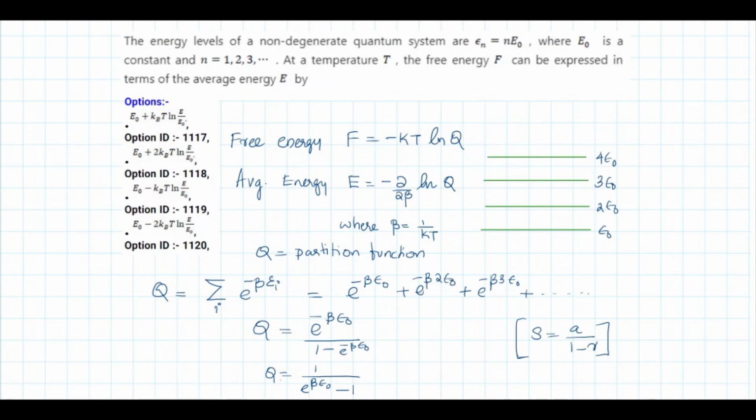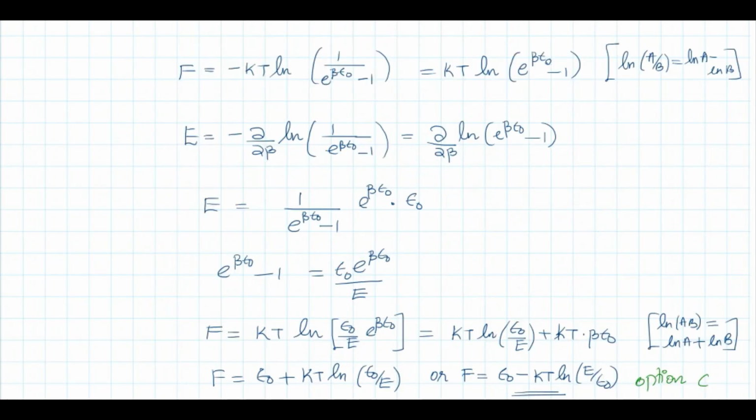Sum to infinity of a GP is S equal to A by 1 minus R. Here A is e raised to minus beta E0, R is again e raised to minus beta E0. You can take this e raised to minus beta E0 on the numerator to denominator. That makes it 1 by e raised to minus beta E0, and that becomes e raised to beta E0. This becomes 1 by e raised to beta E0 minus 1. This is partition function Q. Then you can find log Q. Log Q is log 1 by e raised to beta E0 minus 1. Log A by B is log A minus log B, but log 1 is 0, minus log B. That makes this minus positive. So it is kT log e raised to beta E0 minus 1.